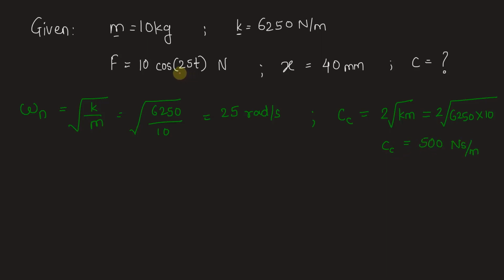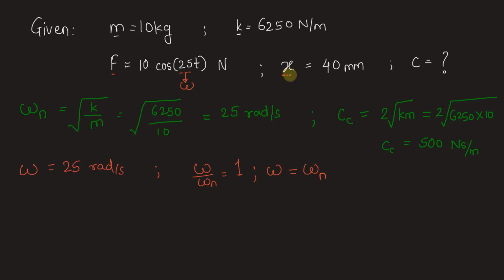Another hidden given data that we have is of omega, that is exciting frequency of the external load F. So omega is given to be 25 rad per second. Therefore, we have omega by omega n as 1. That means the exciting frequency omega matches with the natural frequency omega n. This is a condition for resonance.